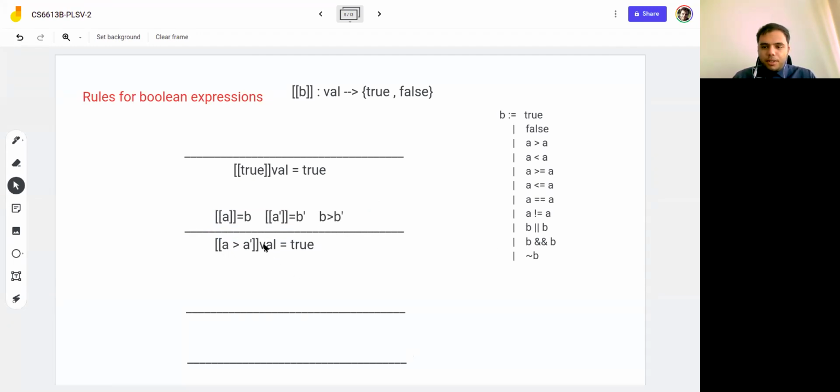Okay, let's do logical operators. How do you do B or B prime, where B and B prime are Boolean expressions right now? So these are Boolean expressions, and we want to evaluate them at a given valuation. Okay, can you write them in the chat? Give me one rule at least.